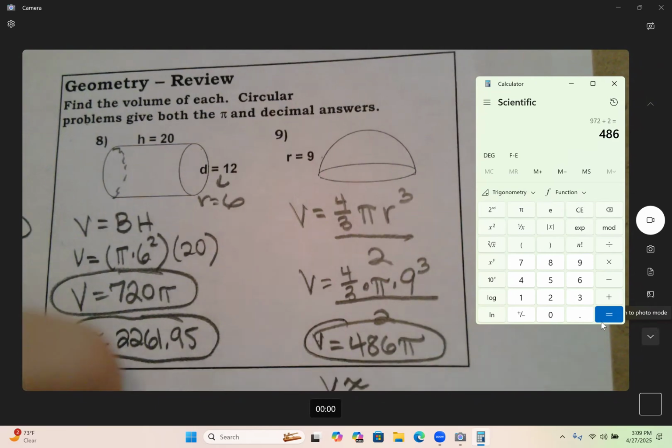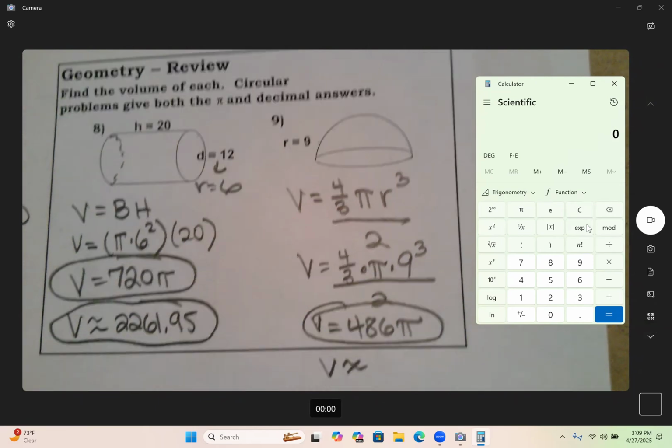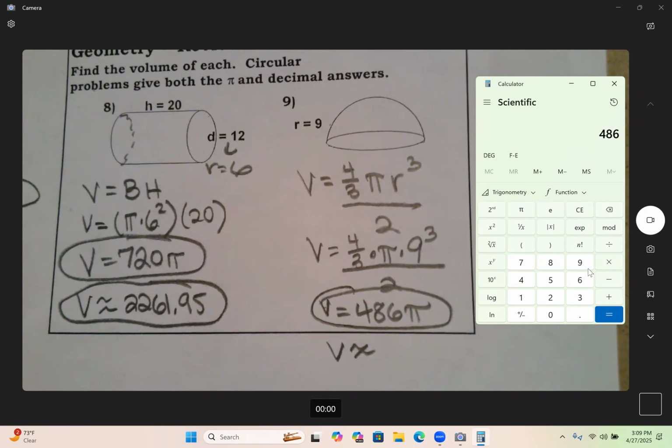As a decimal, I'm going to do 486 times the pi key.